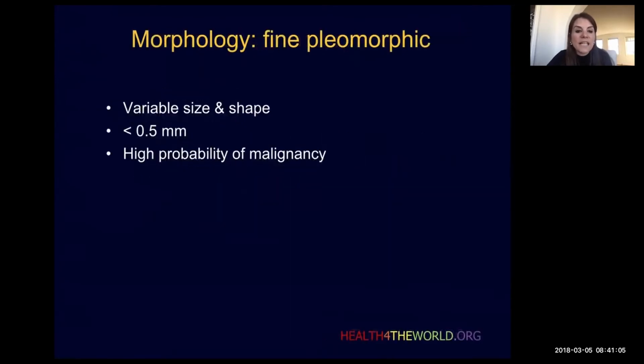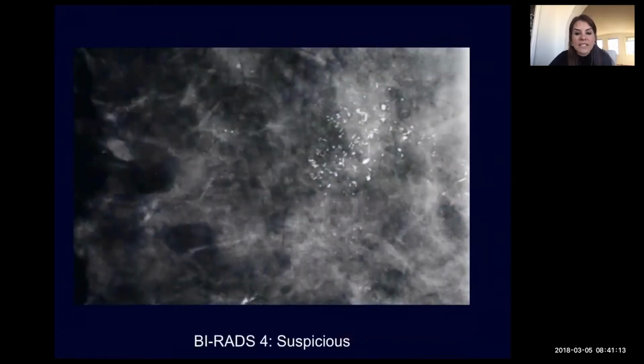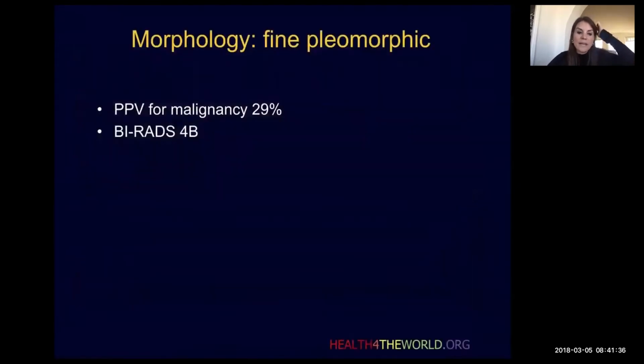Fine pleomorphic calcifications, these are calcifications that are small, of variable sizes and shapes. They have a high probability of malignancy. Here's an example of a group of fine pleomorphic calcifications. So these are small, like amorphous, but unlike amorphous, these are going to be much easier to see, as demonstrated here. And this would be a BI-RADS 4, a suspicious finding, and we would recommend biopsy for these small, easy to see calcifications that vary in size and shape. And again, their PPV, or positive predictive value for malignancy, is around 29%.